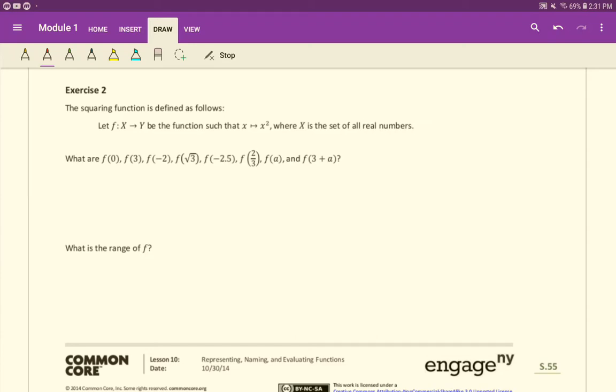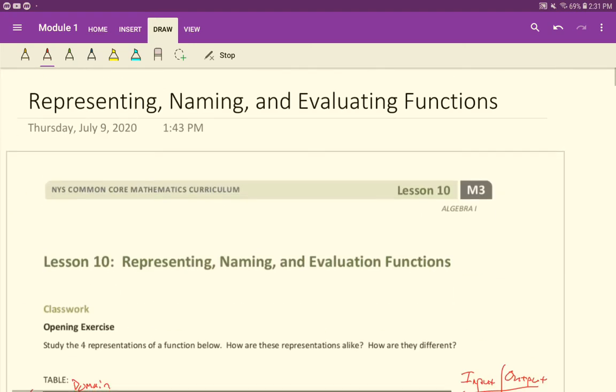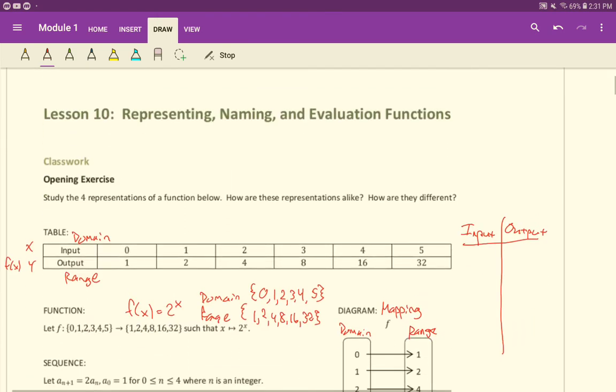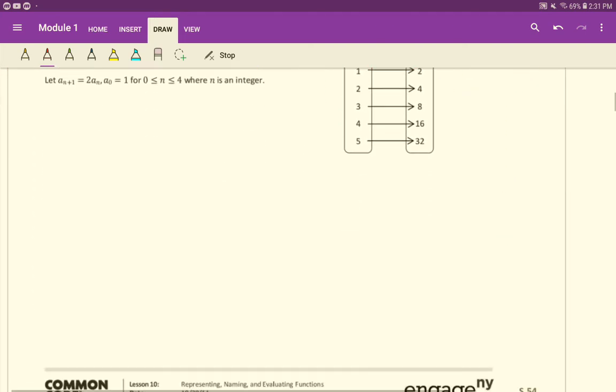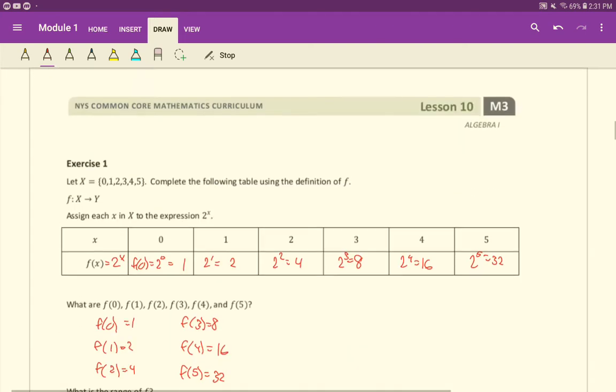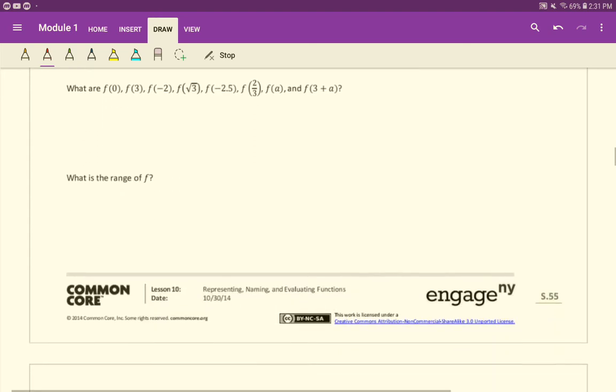Okay, welcome back. This is video 2 that follows video 1 about representing, naming, and evaluating functions. In video 1, we talked about different ways to represent a function, and also we talked about evaluating a function and using the results to come up with the range. In this video, we're going to look at exercises 2 and 3.